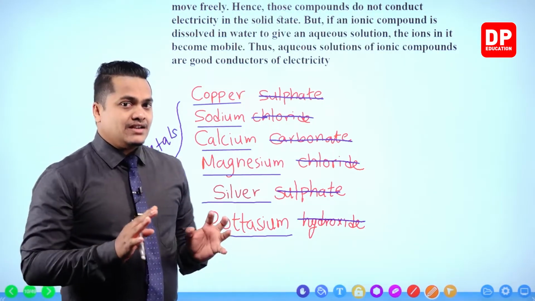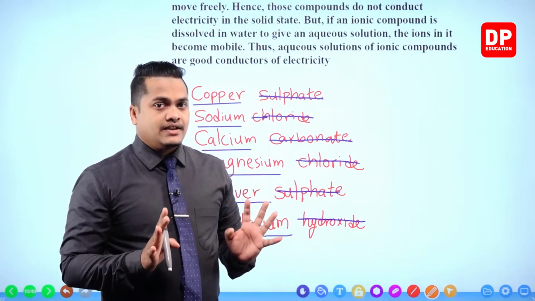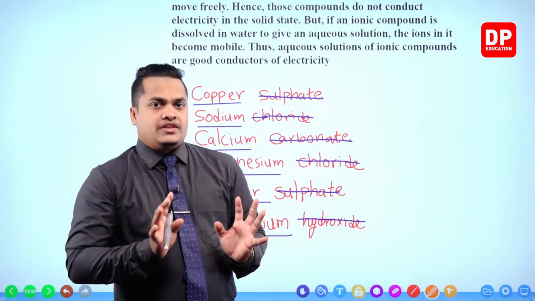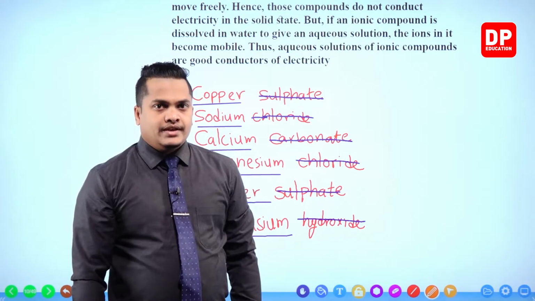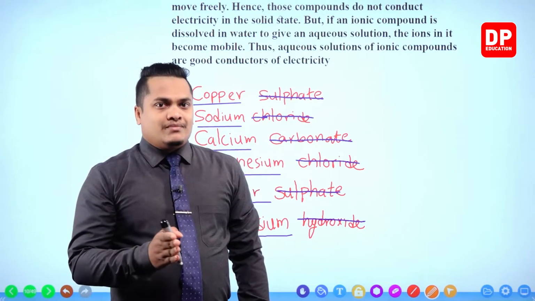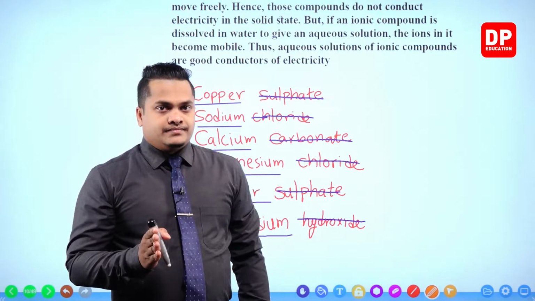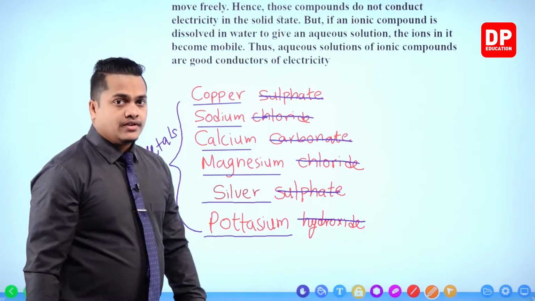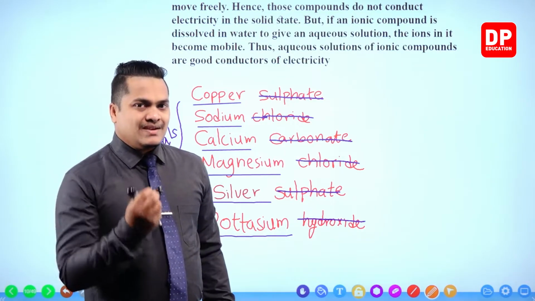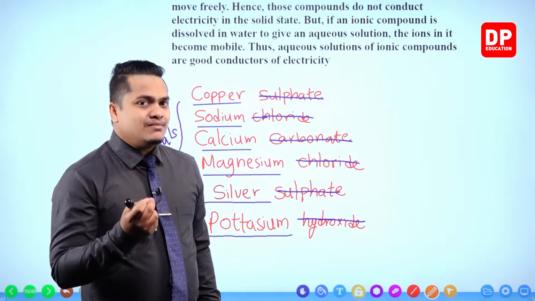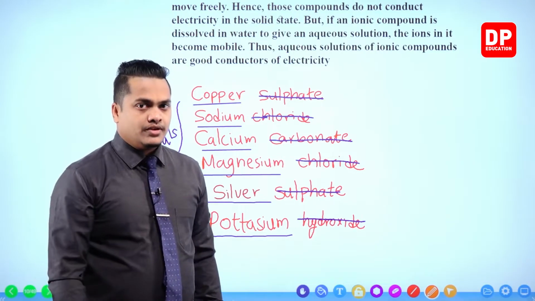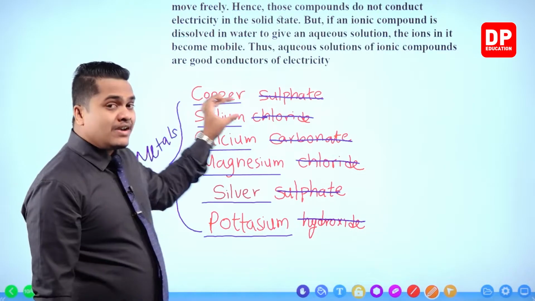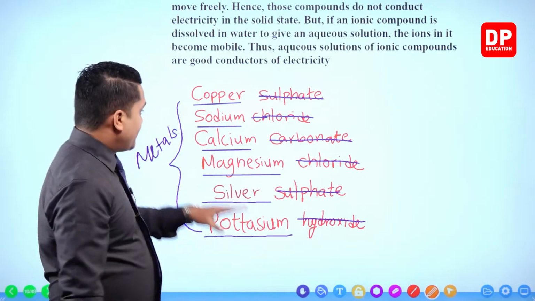We divided metals and non-metals in the lesson on the structure of the atom, or structure of matter. We discussed what the metals are and what the non-metals are. So you already know that these things are metals, my dear children. An ionic compound is a compound that contains a metallic element within it. For example, when you take copper sulfate, copper is the metallic element present in it.